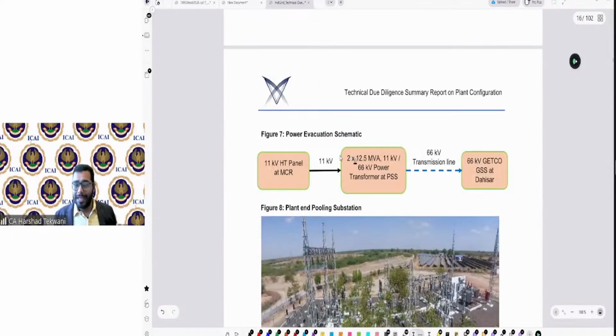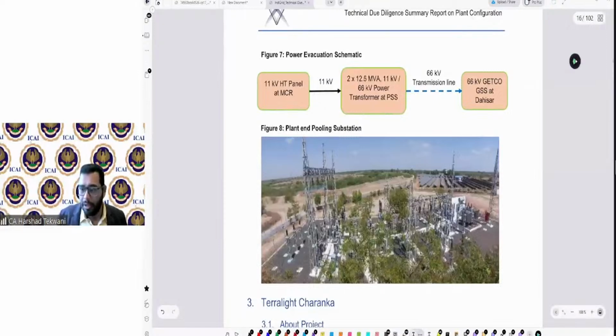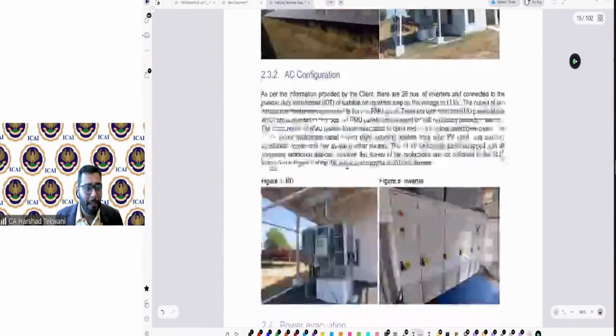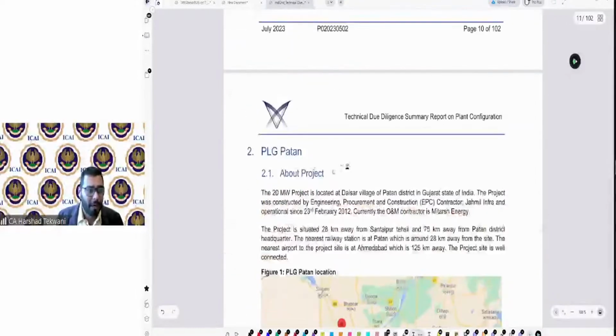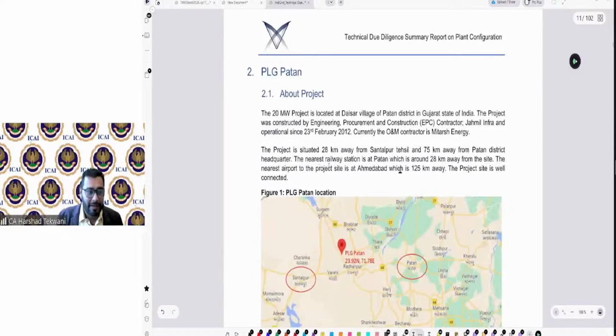Now this report is then submitted to the investors. Let's say, for example, I want to invest in one of their plants. Okay, let's say I want to invest in one particular plant, say this PLG plant. I want to know everything about the PLG plant. I'll send my team to do a technical due diligence of the PLG plant. They will go, they will verify, okay, how far it is. This is situated 28 kilometers away from this particular village, 75 from this, everything.